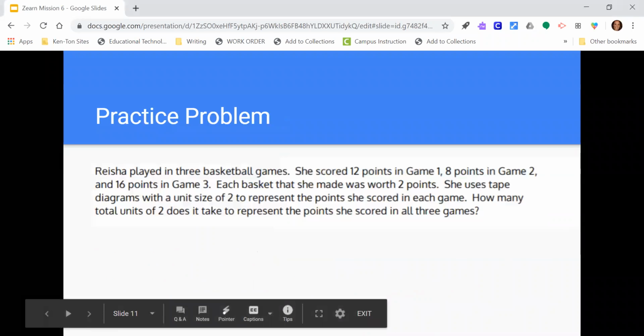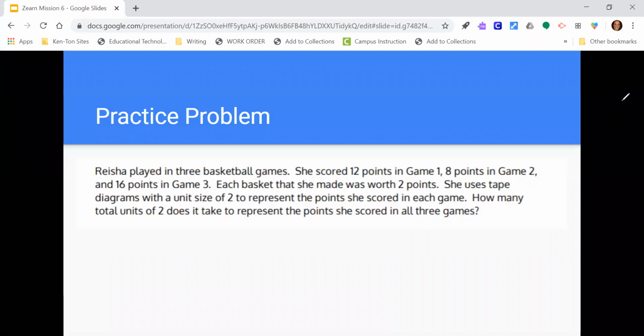Let's move on. We have a word problem here, and it is our practice problem for today. So you're going to need to have your paper and pencil ready to go because it's important that you practice this along with me. Risha played in 3 basketball games. She scored 12 points in game 1, 8 points in game 2, and 16 points in game 3. Each basket that she made was worth 2 points. She uses tape diagrams with a unit size of 2 to represent the points she scored in each game. How many total units of 2 does it take to represent the points she scored in all 3 games?